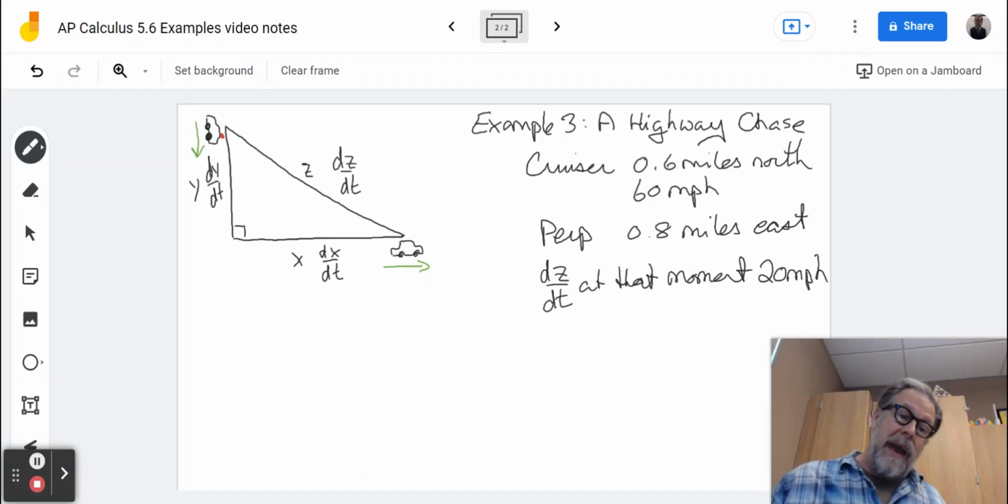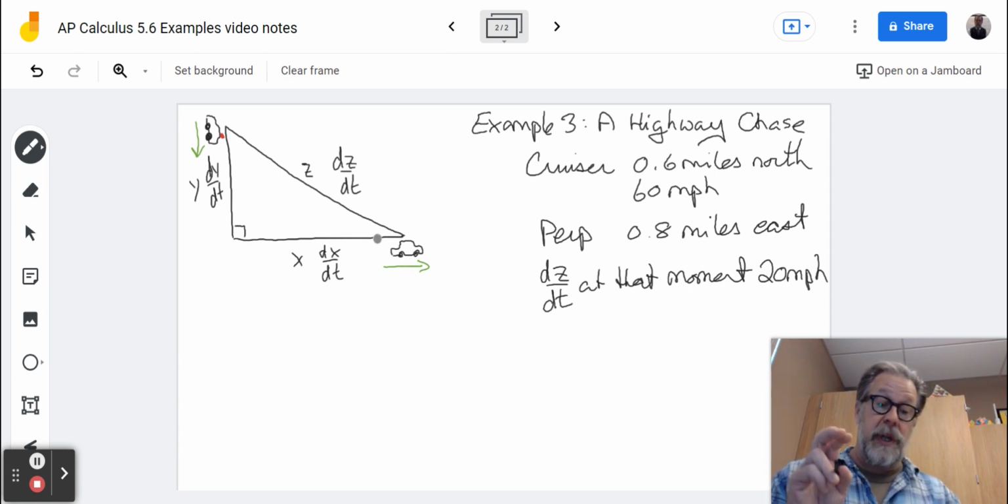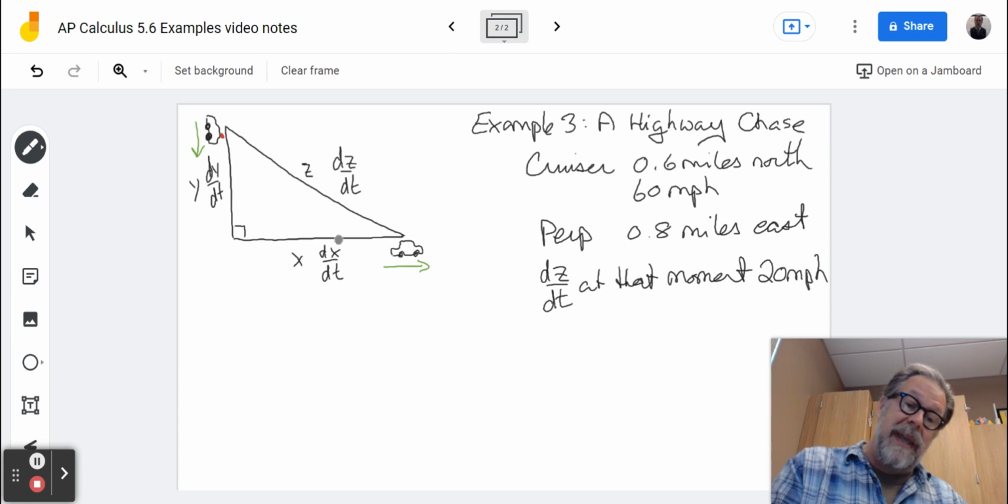Okay, welcome back to my calculus videos, example 3 of related rates. What we have in this situation is a police car driving south on a highway. We have a potentially speeding car driving east on a perpendicular highway. So we have a 90-degree intersection here.